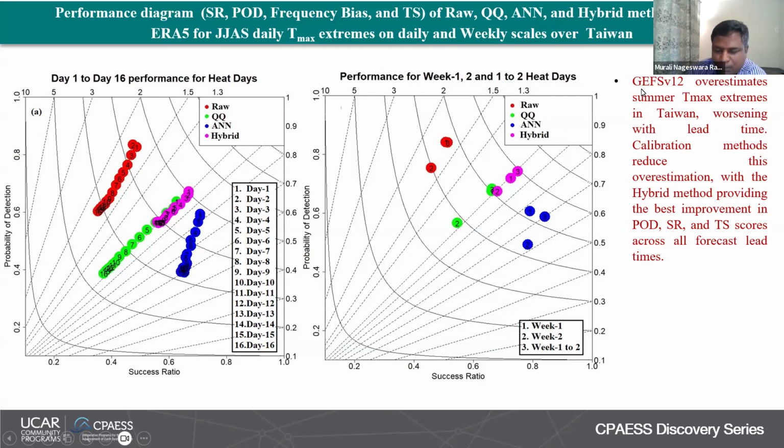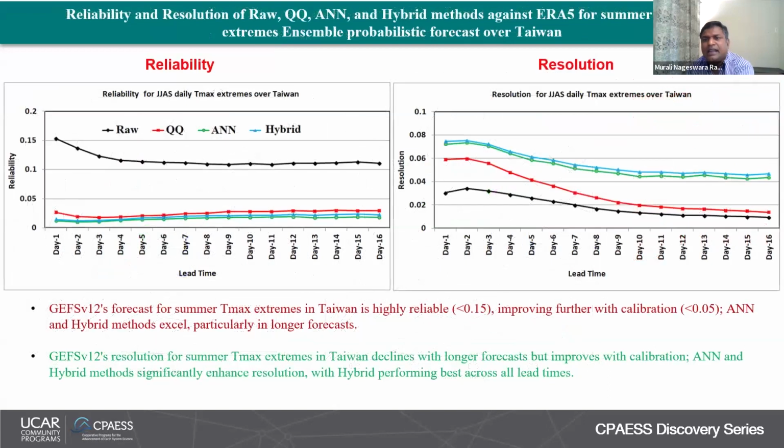So in both the plots, we can say the hybrid method outperformed the ANN and QM. And I have calculated some probabilistic ensemble skill scores for the probabilistic ensemble forecast. Here I have calculated the reliability and resolution. Reliability ranges from 0 to 1. 0 means it is perfect, 1 is the worst case.